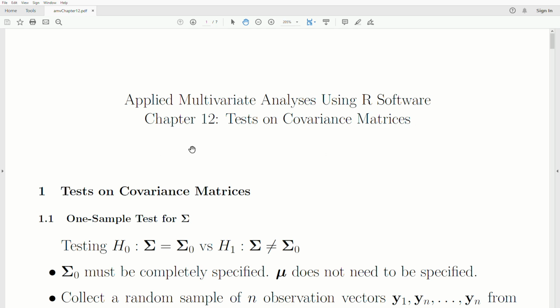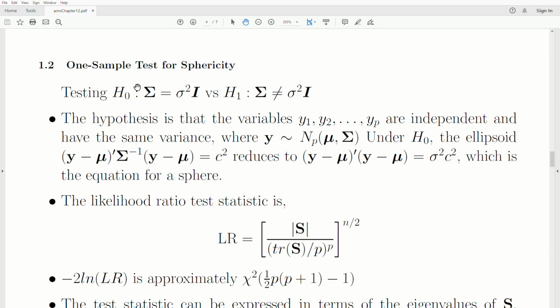Hello, this is the next video in a playlist that I'm calling Applied Multivariate Analysis. And we're in chapter 12, part of this playlist that I'm calling Tests on Covariance Matrices. And let's jump to today's test, which is the one sample test for sphericity.